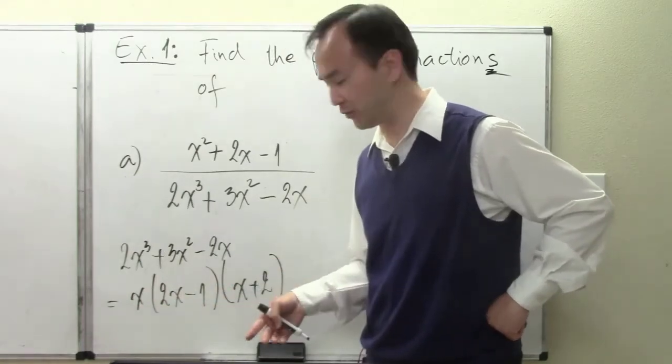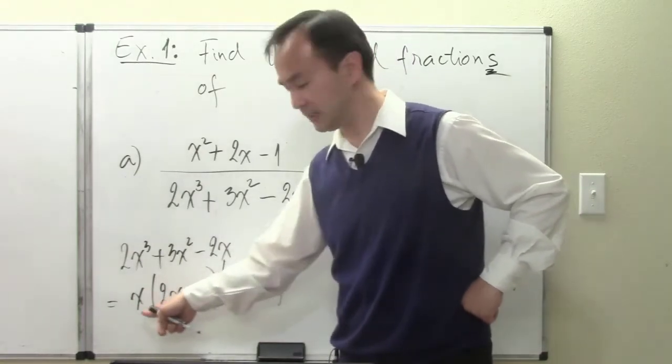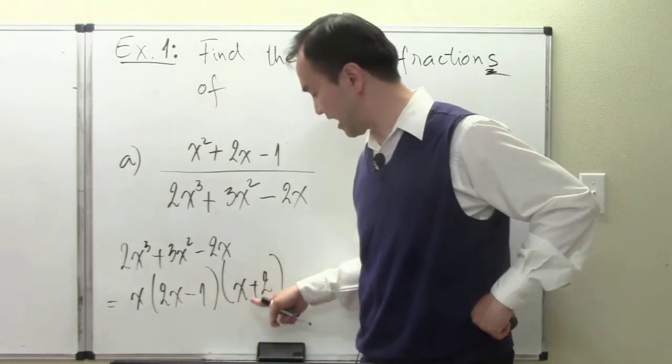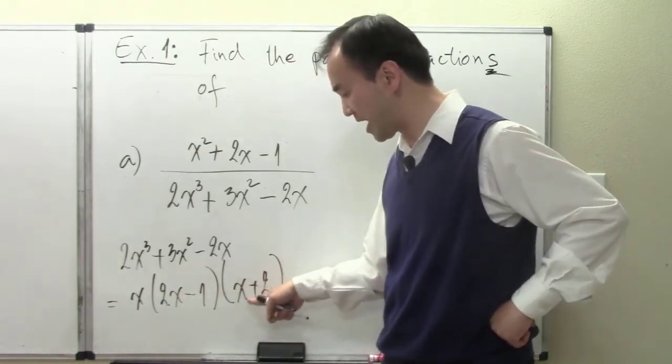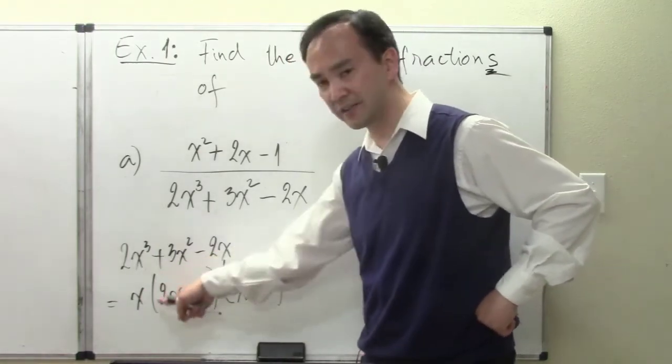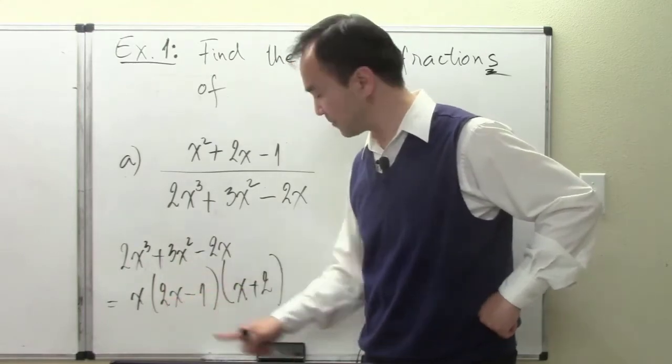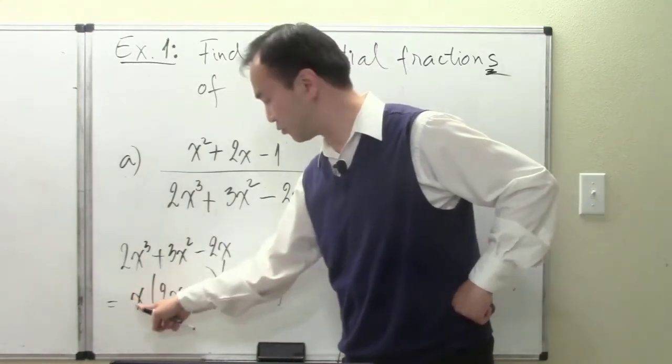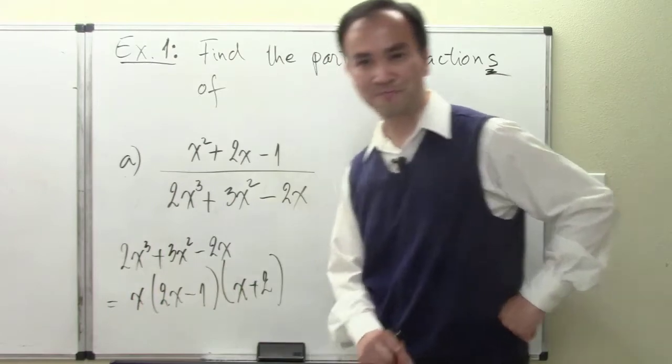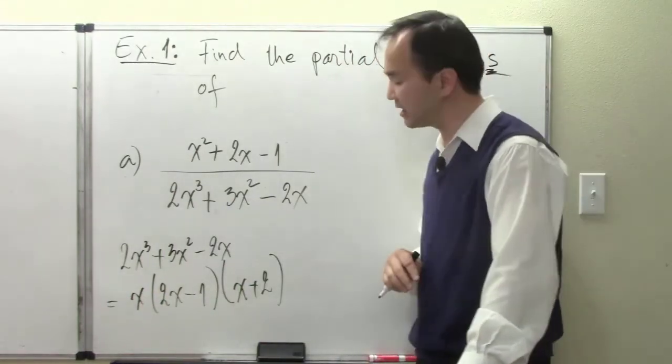That's what I meant by 3. So 3 distinct linear factors. I have this linear factor, 1x plus 2. This is another linear factor, 2 times x minus 1. This is another linear factor, 1 times x plus 0. Okay, 3 distinct linear factors.